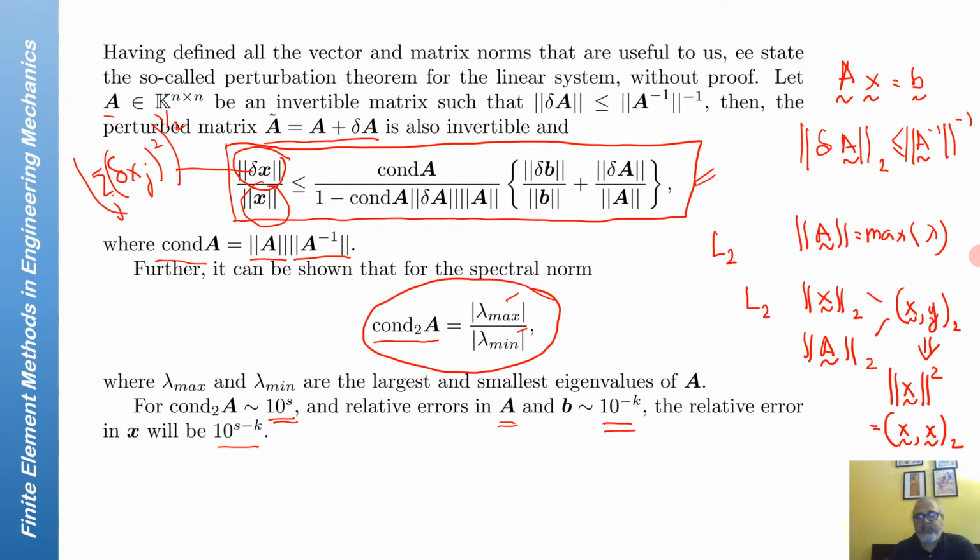So this is what I wanted to say about the stability of this matrix system. And now in the next class we will look at some iterative methods, typically the conjugate gradient method, which has become quite popular of late.